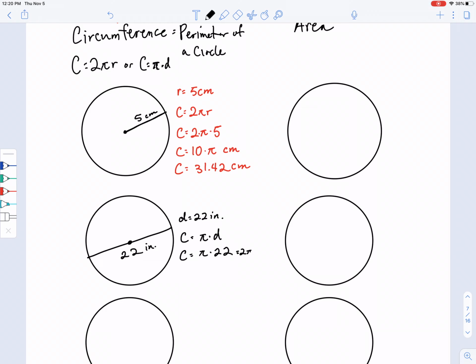And 22 pi is an acceptable answer if we want an exact answer. But if I'm asking for a decimal, all we're doing is plugging it into Desmos. And 22 pi equals 69.12 inches.